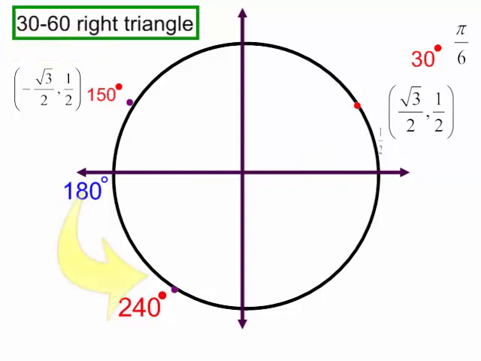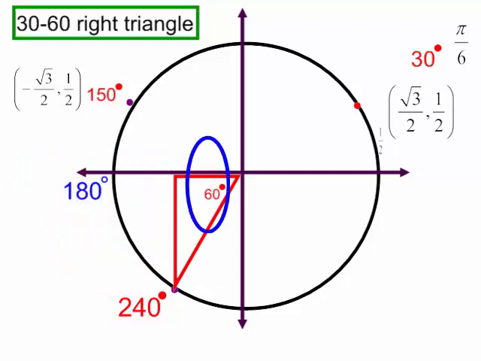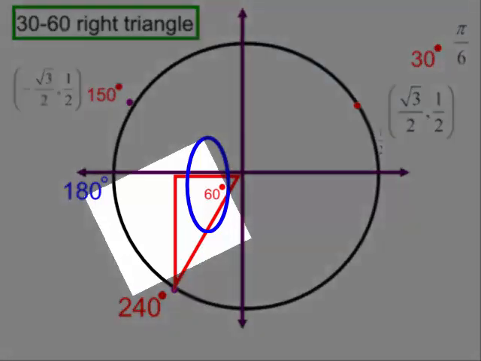So what about 240 degrees? Well, 240 degrees is 60 degrees more than 180 degrees. I'm going to drop in this right triangle to help me. That is 60 degrees there.